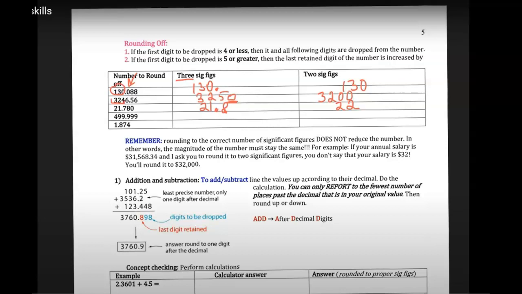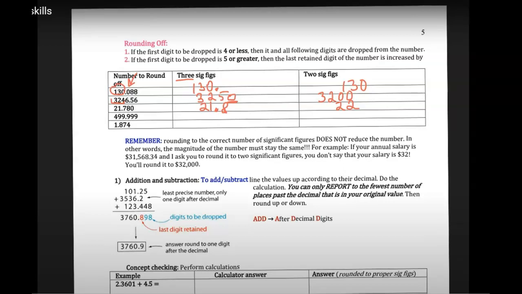That is because the numbers that I'm dropping are after the decimal point. If they were before the decimal point, I would have to add zeros to keep the size of the numbers, the magnitude of the numbers, the same. But in this case, it is after the decimal point, so I can just drop some. The next number is going to be interesting.